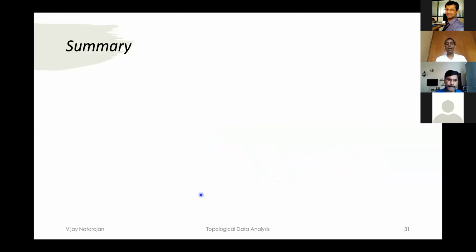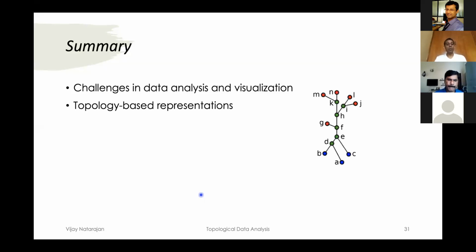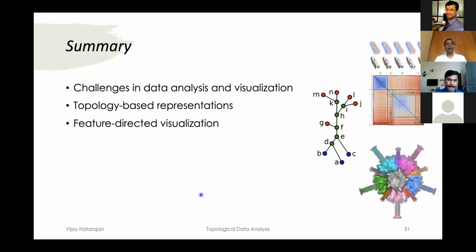So with that, I would like to summarize, kind of come to an end of this talk. I talked about some challenges in data analysis and visualization, particularly with the data becoming feature-rich. And I proposed the use of topology-based representations such as the contour tree and the Morse-Smale complex. These representations lead to a new class of visualization called feature-directed visualization.